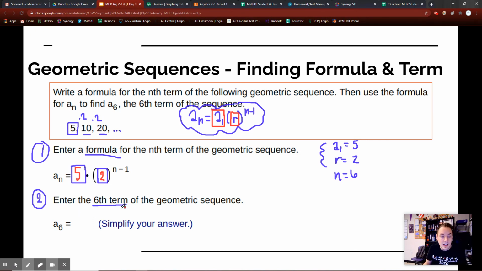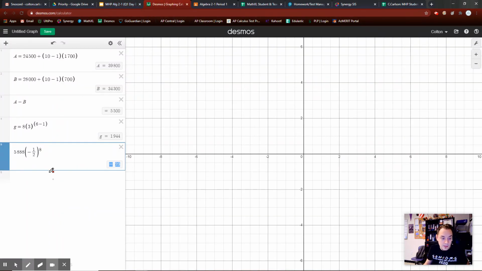All right, your second step here, what is the 6th term? Now we have to actually calculate some things. So a sub 6 equals 5 times my r, which is 2, all to the power of 6, which is my n, minus 1. I'm going to plug this into Desmos and see what we get. So 5, that's my first term, times 2, my common ratio, all to the power of 6 minus, because 6 is my n term, 6 minus 1, so I get 160 here.